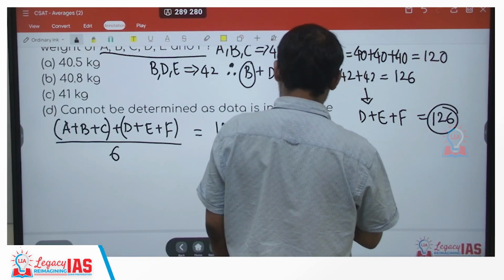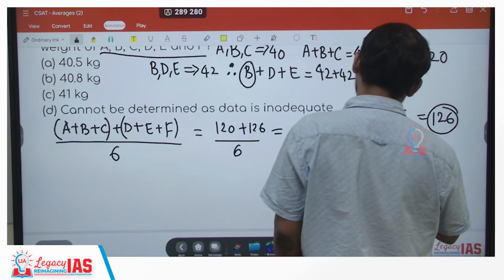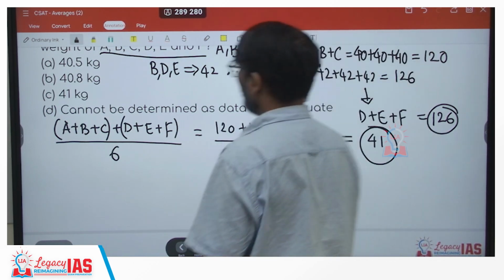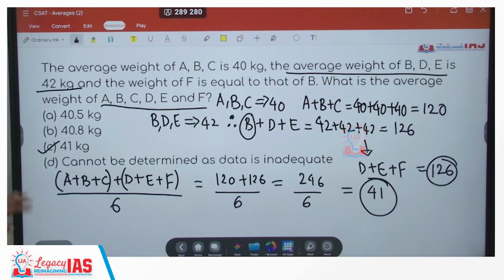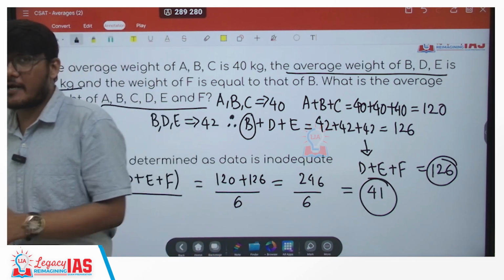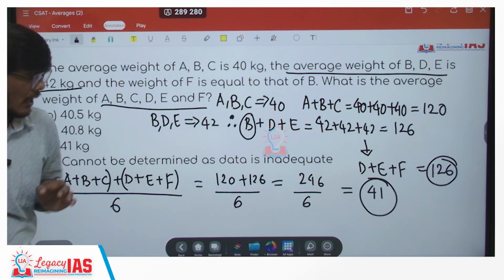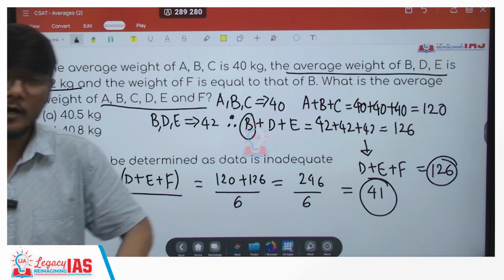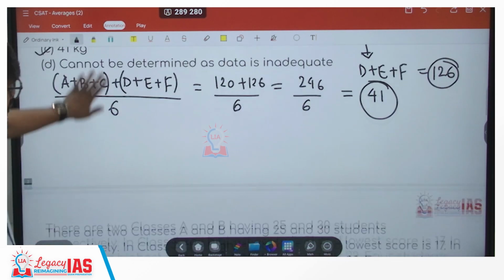246 divided by 6. Therefore, the average would be 41. The correct answer would be C, 41 kgs. I hope this is clear. It's very simple. We are understanding and doing, so it's taking time, and let it take time. Initial focus, as I said, should be the accuracy. Then we will work on speed by solving more questions.